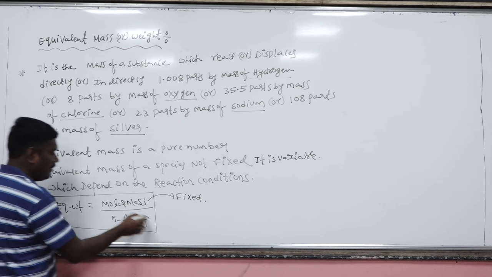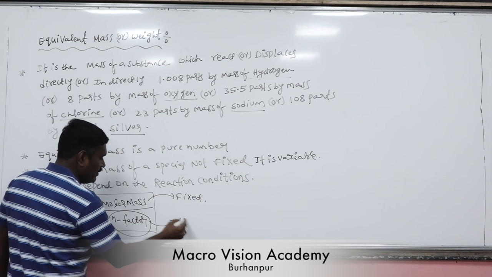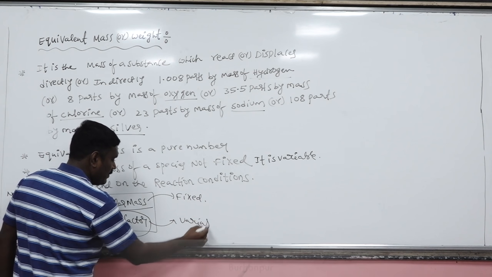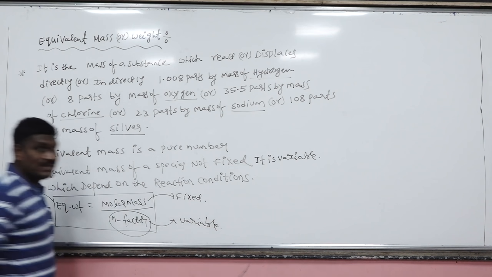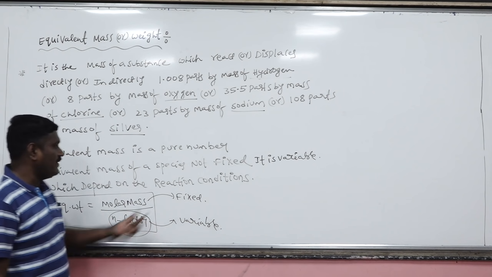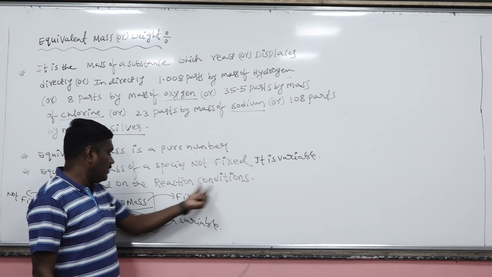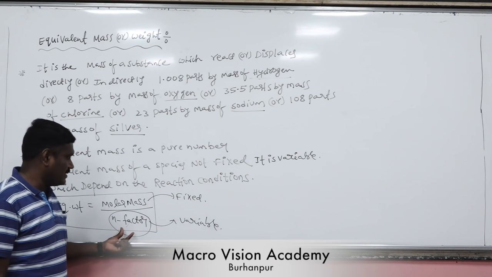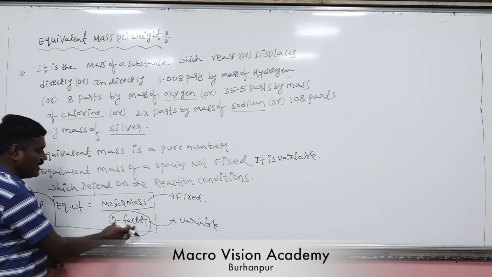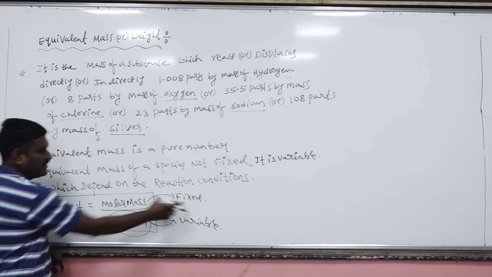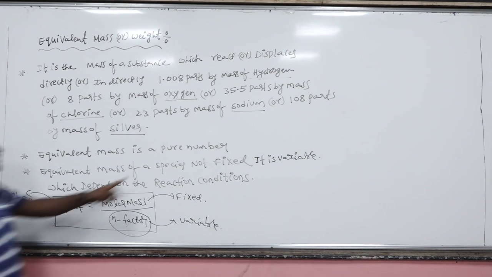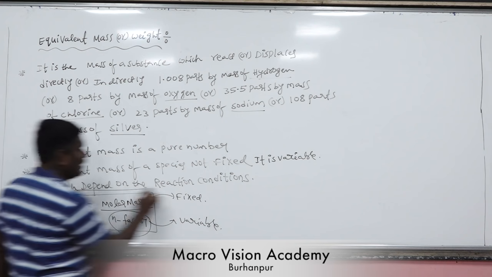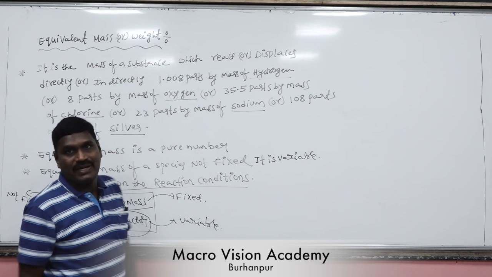Because the denominator, the N factor, is variable. The same substance will have a different N factor in different reaction conditions. We will see how to calculate the N factor of substances. So by changing the N factor, even though molar mass is fixed, the equivalent weight is not fixed, so that's why equivalent weight is a variable quantity. It is a variable quantity that will depend on what? Reaction conditions.